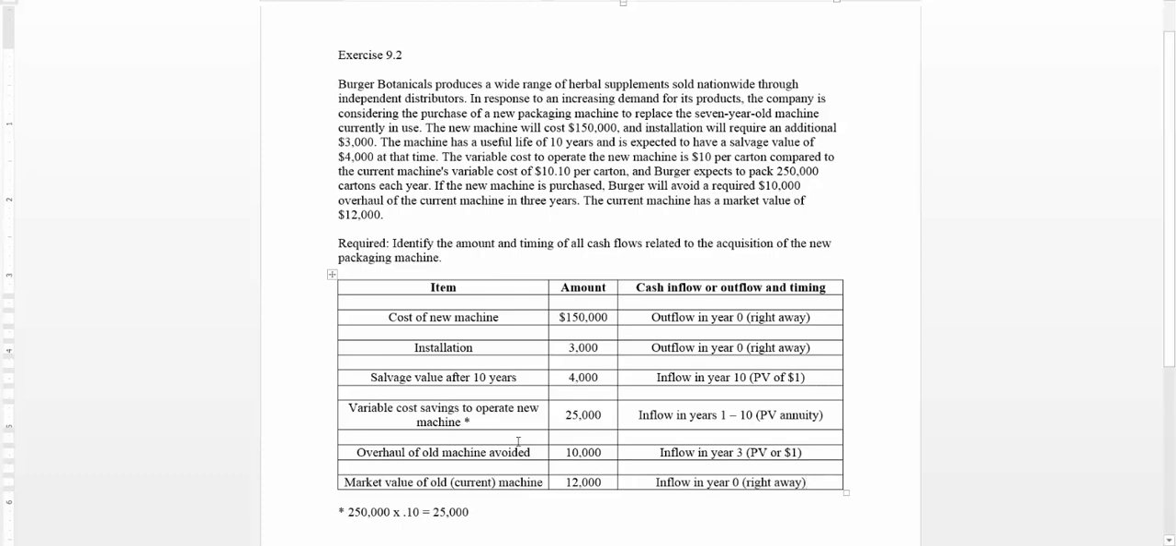That's the end of this exercise. I hope you find this helpful in identifying cash inflows and cash outflows as they pertain to capital budgeting.